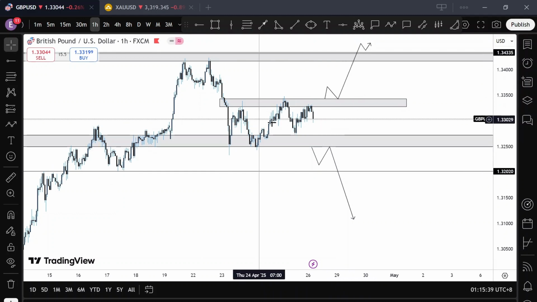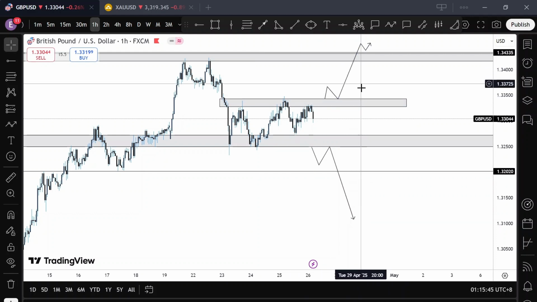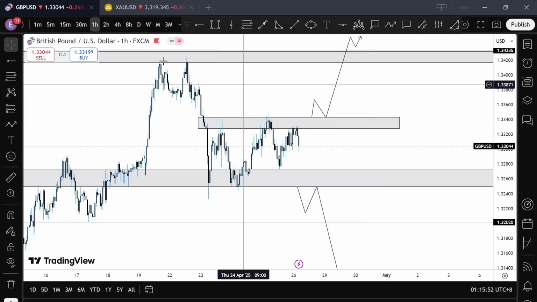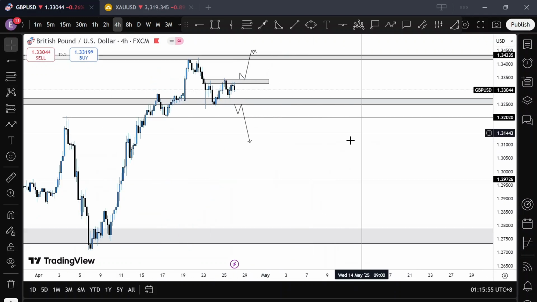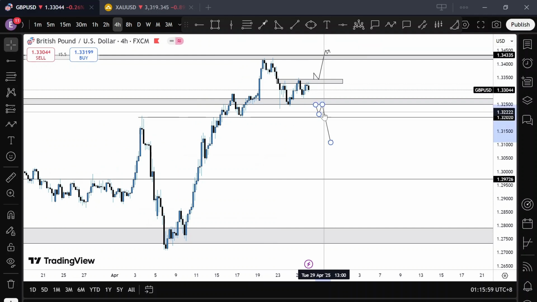All right, but for now I would like to see price break above 1.3340, a retest, then we can go in for buys and retest the regions of 1.3420 and above. Okay, that's what I'm anticipating for pound USD going forward. I'll push this a little bit.